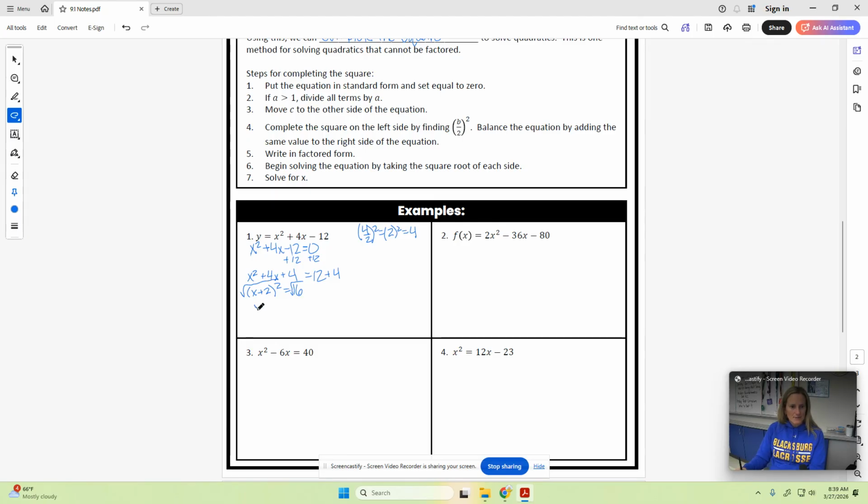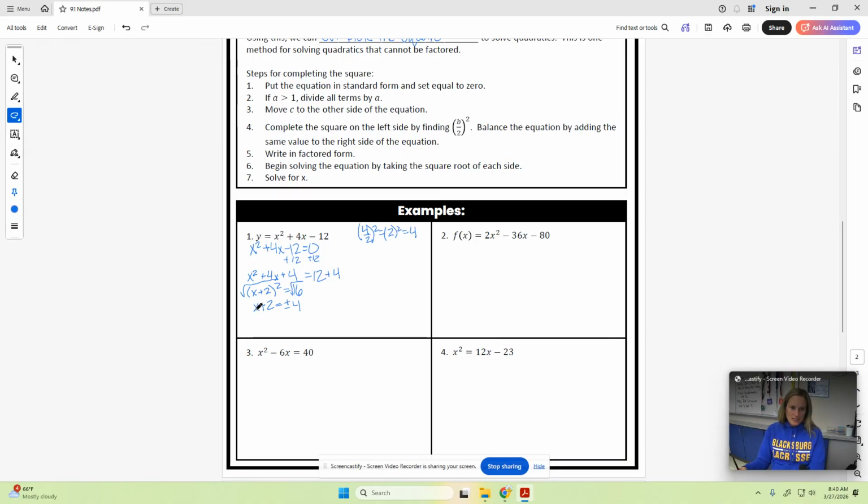So on this side, I'm left with x plus 2. The square root of 16 is 4. However, I have to consider that you can get a positive 16 whether you square positive 4 or negative 4. So there comes that plus or minus sign again. Because remember, a lot of times with quadratics, we end up with 2 solutions. Not always, but a lot of them do. And so we want to consider situations that are going to produce two solutions for us.